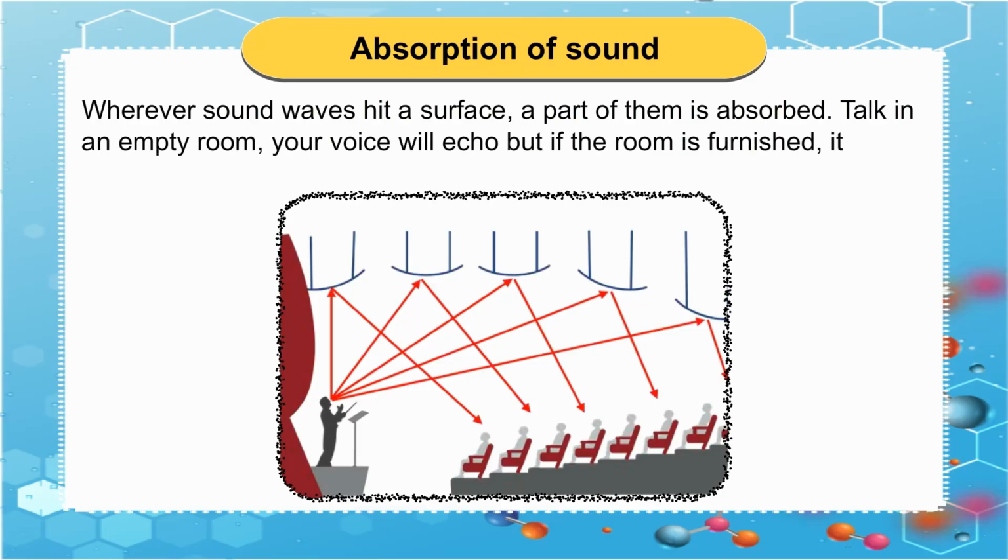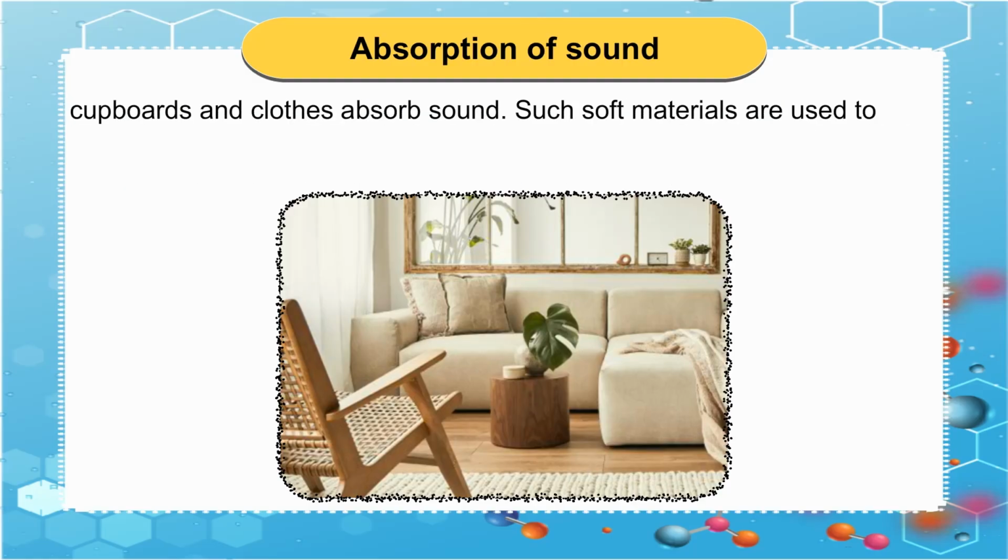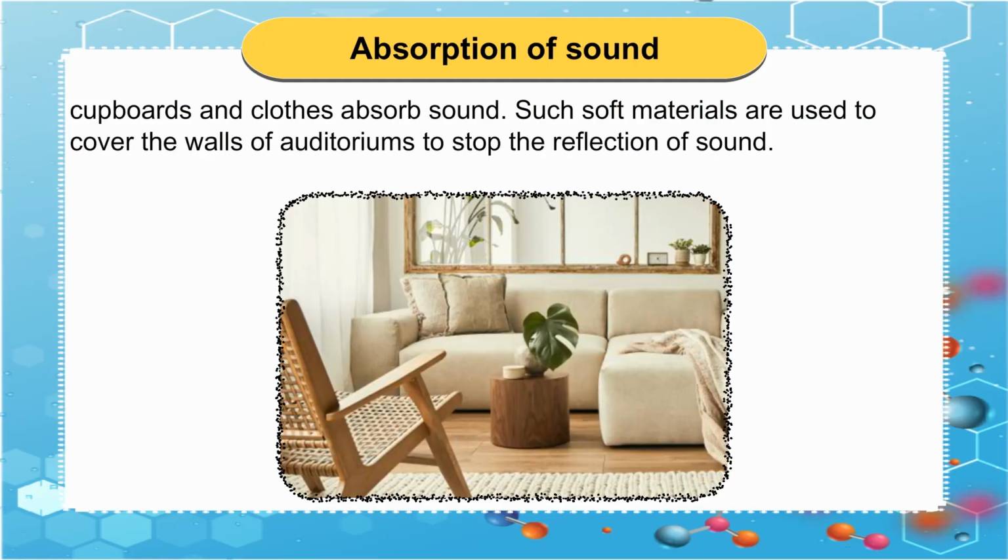Absorption of sound. Wherever sound waves hit a surface, a part of them is absorbed. Talk in an empty room, your voice will echo, but if the room is furnished, it doesn't echo. This is because the curtains, carpets, wooden cupboards and clothes absorb sound. Such soft materials are used to cover the walls to stop the reflection of sound.